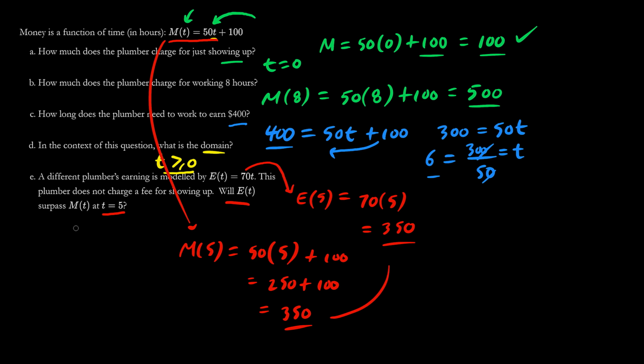Will E of t surpass M of t at t equals 5? So specifically at t equals 5, we're going to say that both plumbers are tied. But after t equals 5, when t is greater than 5, then yes, E of t surpasses M of t. However, specifically at t equals 5, we'll say it's a tie. This plumber charges more per hour, so eventually with enough time, this plumber will make more money.